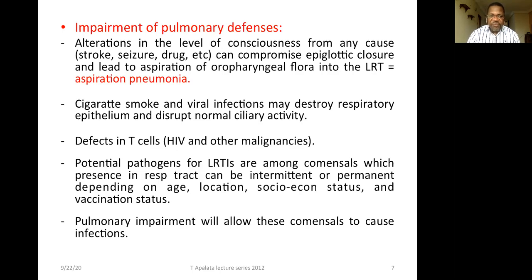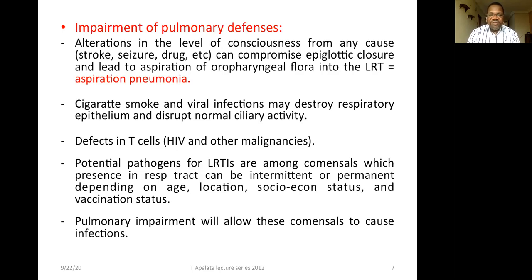There is also the same with people who smoke cigarettes. Cigarette smoke and viral infection may destroy the epithelium lining and interfere with the ciliary activity. So when you are a smoker, or when you develop an initial viral infection, it will destroy the ciliated epithelium of the mucosal surface of the respiratory tract. Then you can develop a bacterial infection.